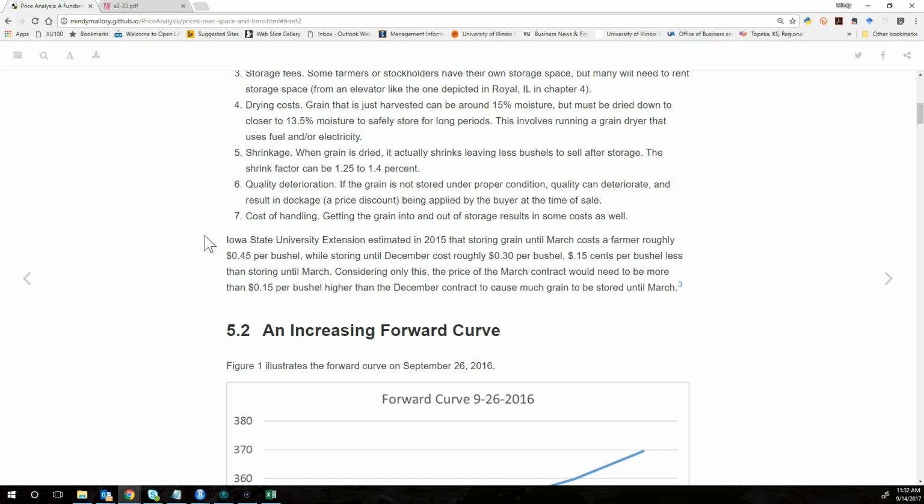If you click over to that Iowa State publication, they calculate that it's roughly 45 cents per bushel from storing until March, and storing till December costs about 30 cents per bushel, and that would largely be made up of these kind of fixed costs of drying and shrinkage. And so it costs 15 cents extra to store till March than to store until December. So if you think about that, just this back of the envelope calculation, it's going to have to be getting close to 15 cents per bushel for farmers to consider storing their grain until March. Otherwise, they'd just as soon sell most of it right at harvest.